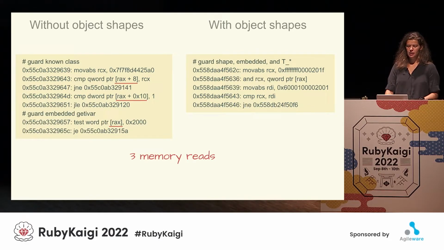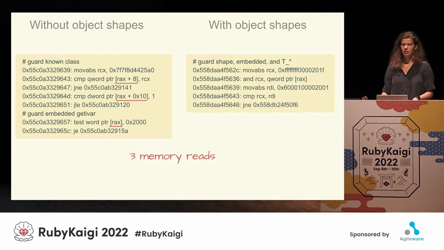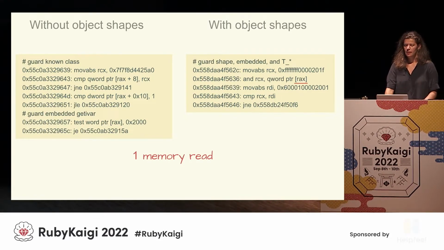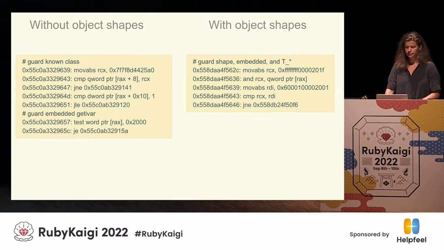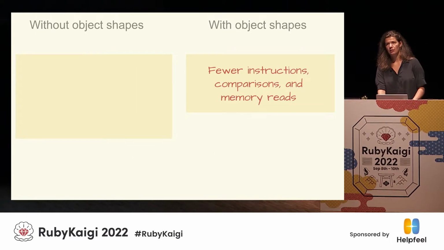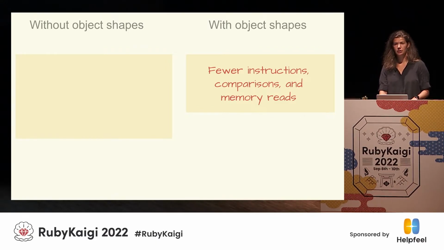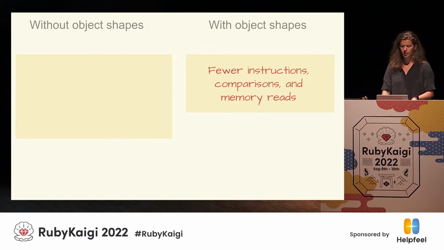Another thing you might see here is there are 3 memory reads without object shapes. Memory reads are significantly more expensive than register accesses. I think 2 orders of magnitude more expensive. And with object shapes, we only have 1 memory read. So overall, with object shapes, this assembly code generated by YJIT has fewer instructions, fewer comparisons, and fewer memory reads.